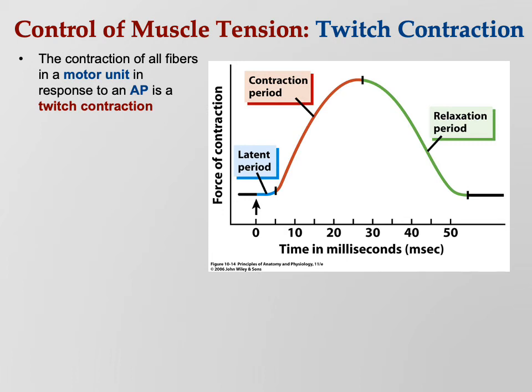The muscle then kind of comes back down to normal again. This is called one twitch contraction. That's what's going to have to happen. The latent period, then it contracts, and then it relaxes.